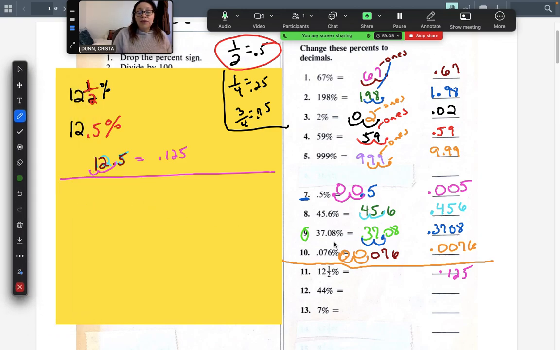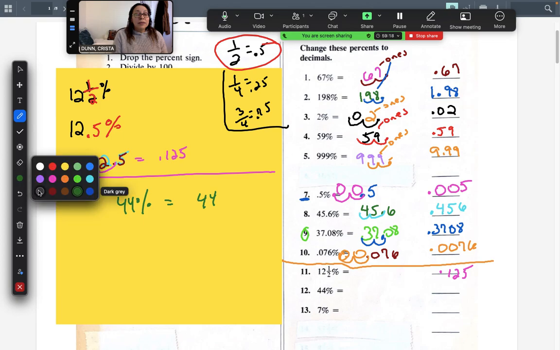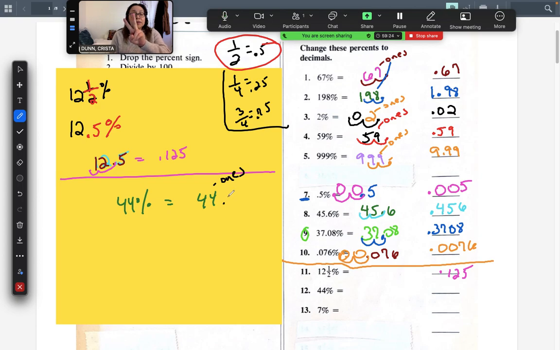Then I've got 44%. Oh, 44% is pretty standard. So I start with 44, and I take that decimal point over after the ones place, and I move it how many place values? And go which way? Smaller, right?